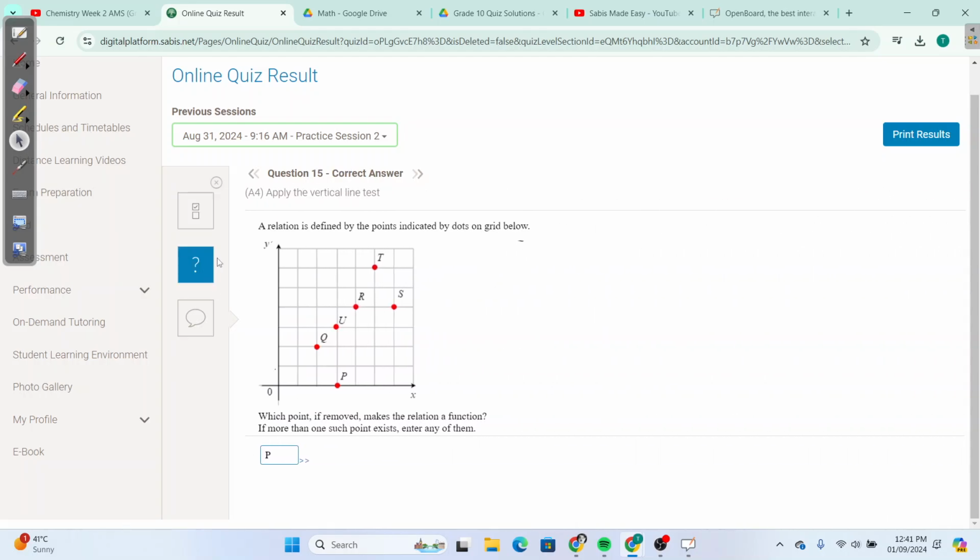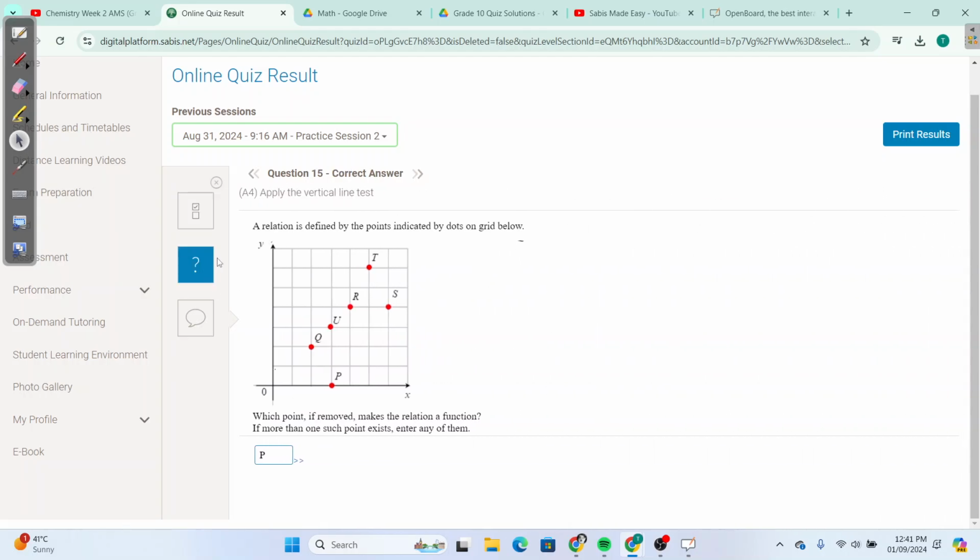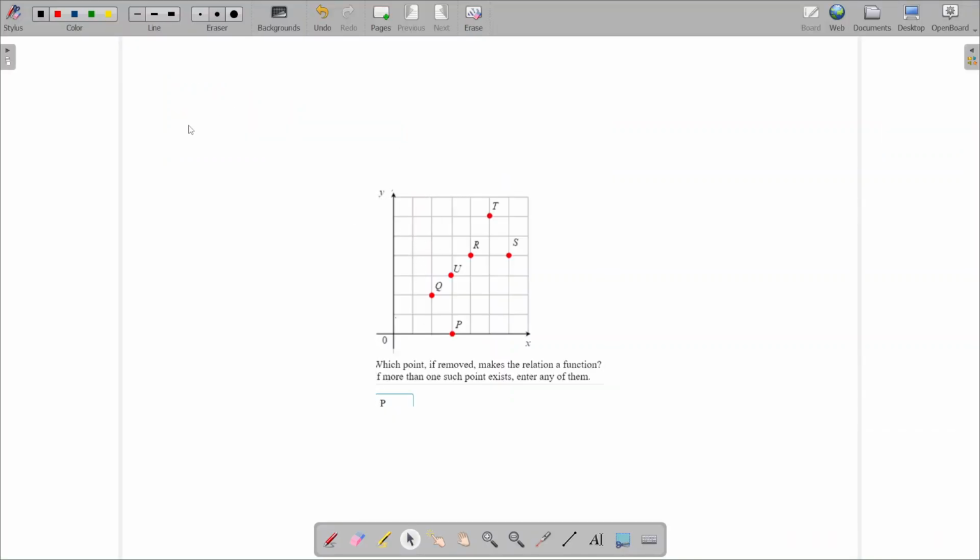Okay. Now, this question is about the vertical line test. The vertical line test is a test to determine if the relation is a function or not. What you do is draw a vertical line, a straight line, on an actual grid. As you can see, I'm not exactly on the grid, so it's not going to be accurate. But you draw a straight line.